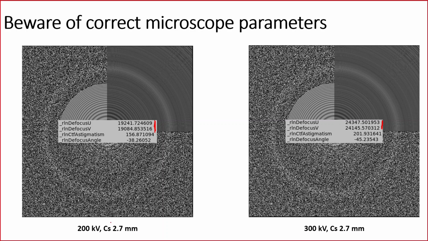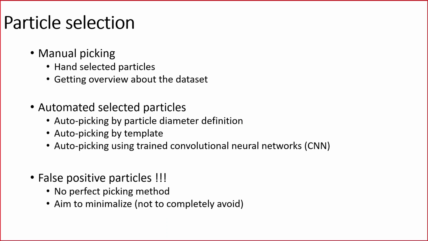For all microscopes, the Cs value is the same, yet the acceleration voltage depends on whether you are collecting on Krios or Arctica. Now we have perfect micrographs. We have estimated the CTF. It's time to pick our particles.